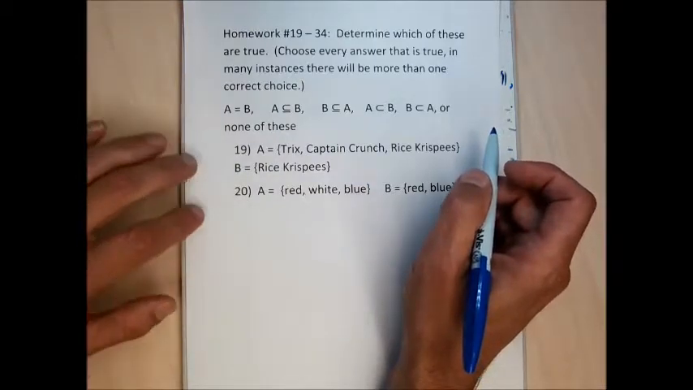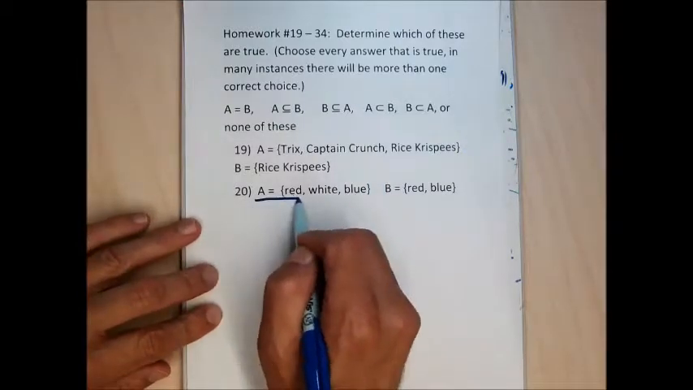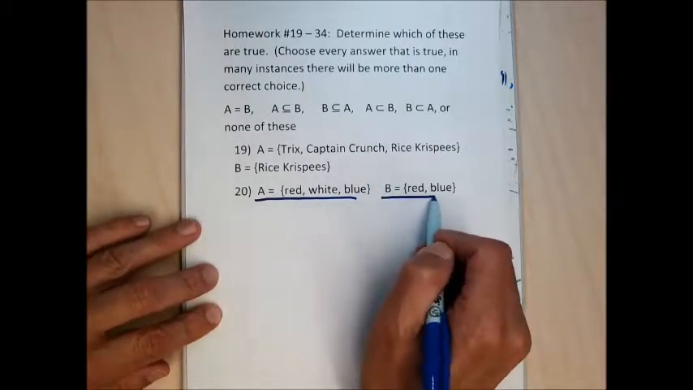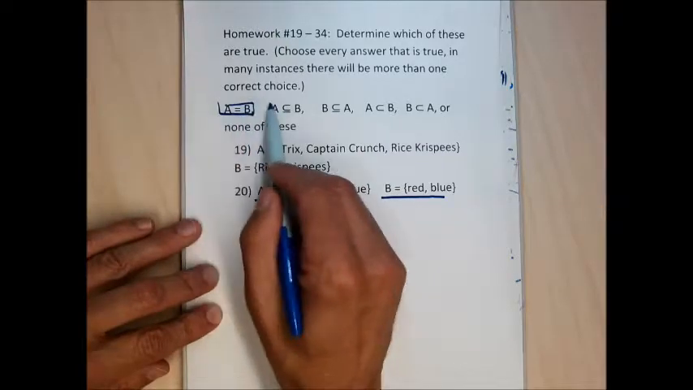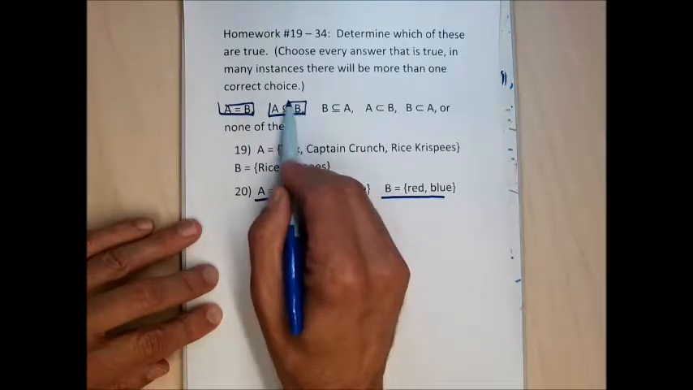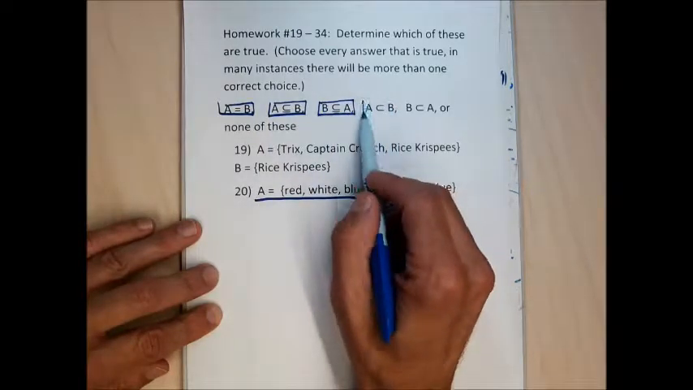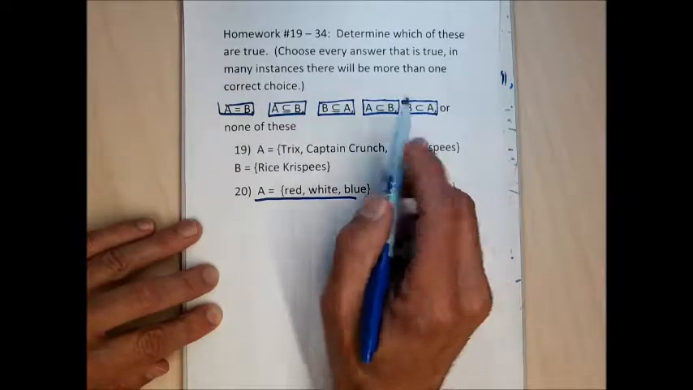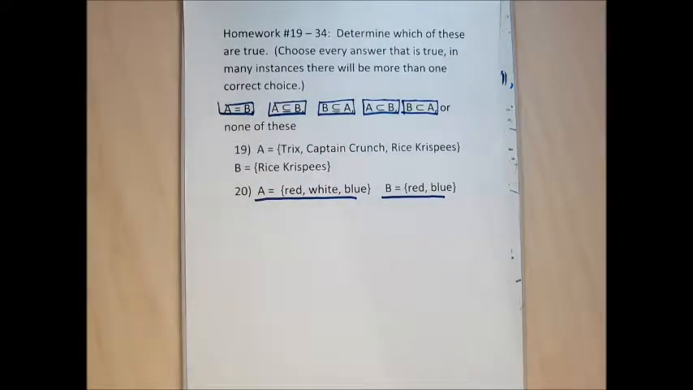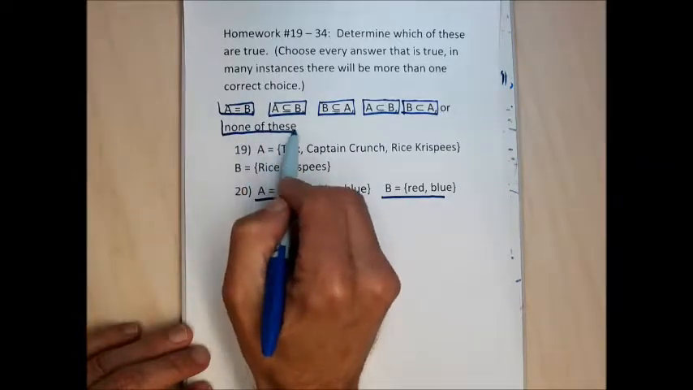And what we're going to be given in every problem between 19 and 34 is a set called A and a set called B. And we're supposed to check to see which of these statements are true: whether A is equal to B, A is a subset of B, B is a subset of A, A is a proper subset of B, or B is a proper subset of A. We need to check to see which, if any, of these are true. And if none of them are true, we're going to say none of these are true.